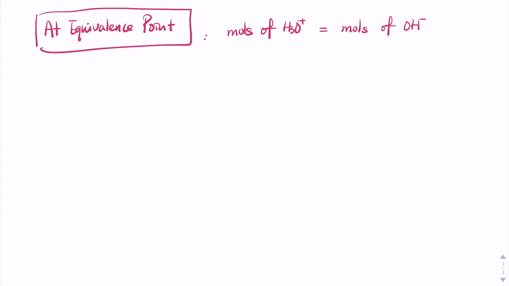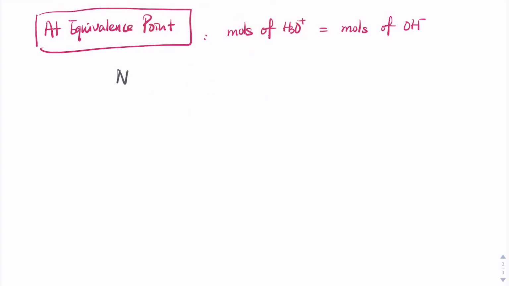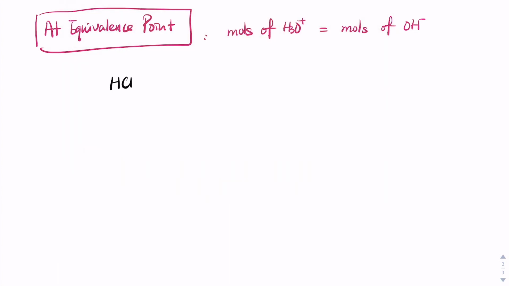Let's rewrite our equation here as a reminder, so you know what's happening. One more time, our reaction is right over here: HCl, and then you have sodium hydroxide.